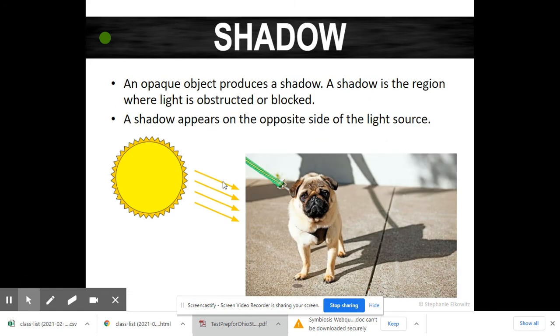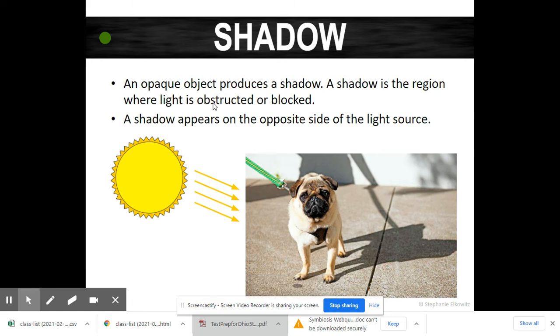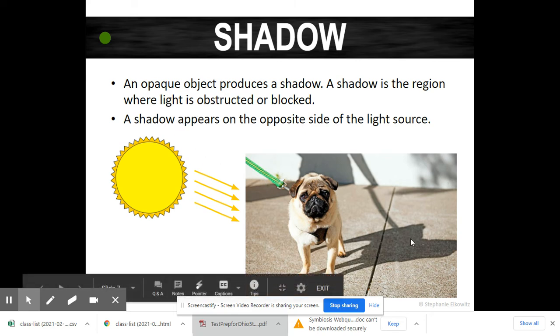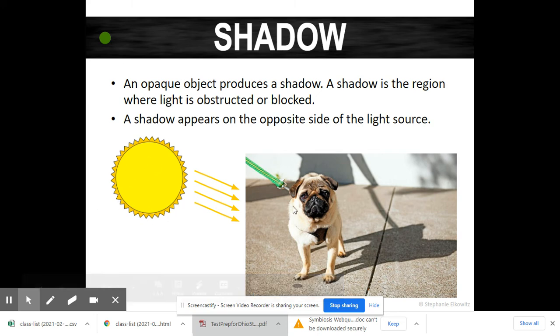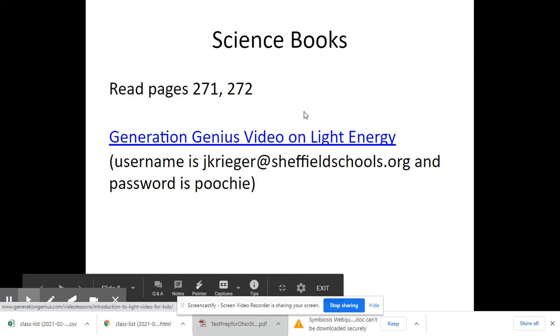Okay, so how does this all kind of work together? Well, an opaque object produces a shadow. Remember, a shadow is a region where the light is obstructed, big word, which is a synonym for blocked. The shadow then appears on the opposite side of the light source. So where the sun's rays are hitting the dog, you notice the shadow appears on the opposite side of that light source. Okay.